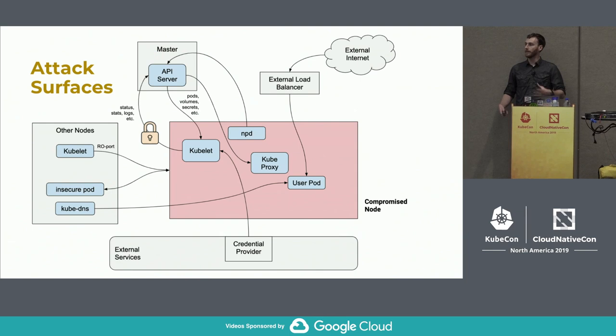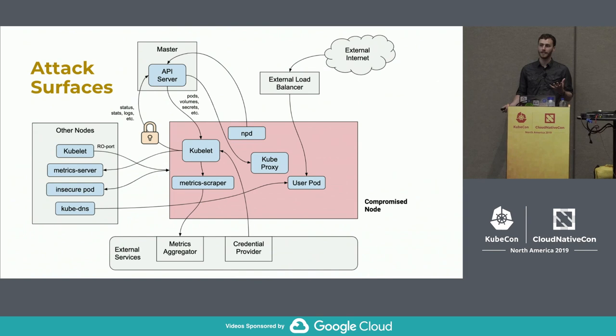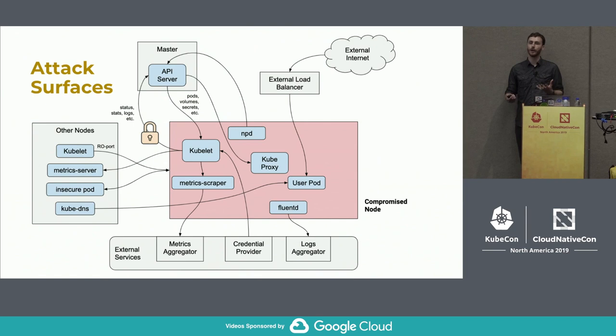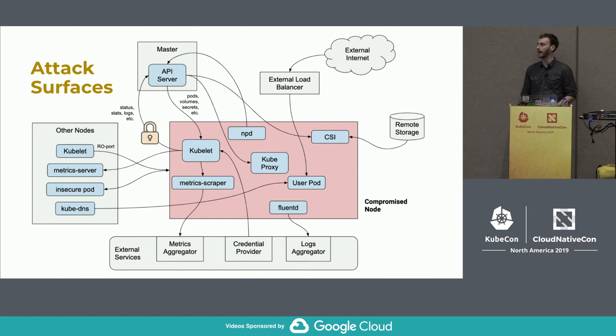You've got some external services like a credential provider providing bootstrap credentials to the node. What can an attacker do with that? You've got some sort of metrics pipeline. What happens if your attacker reports incorrect metrics? What can they do? Logging pipeline, you can no longer trust your audit logs from the node. And finally, there's probably some remote storage. And what can an attacker do with access to that remote storage?